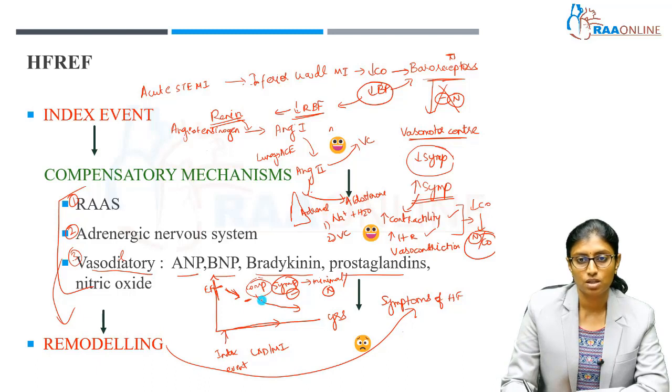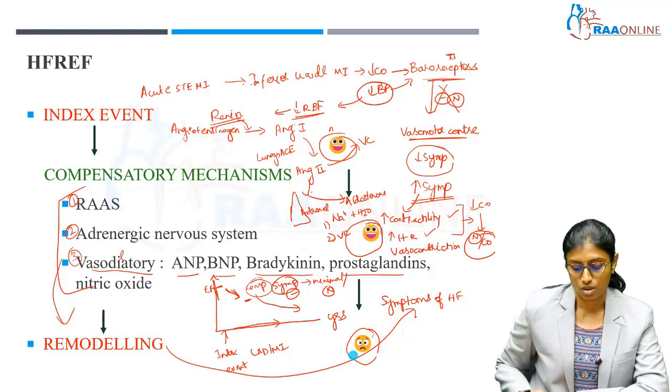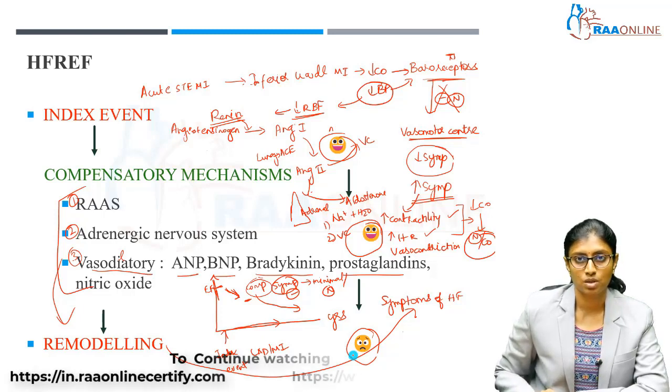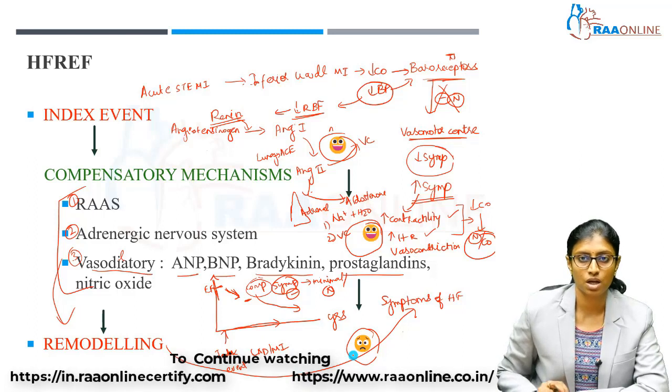So in between, there is one period where the patient is symptom free and is happy, though there is an index event. Finally, only then does the patient develop the symptoms of heart failure. So this is how the compensatory mechanism briefly tries to help, but in the longer run, the compensatory mechanism is responsible for remodeling, which damages the heart.